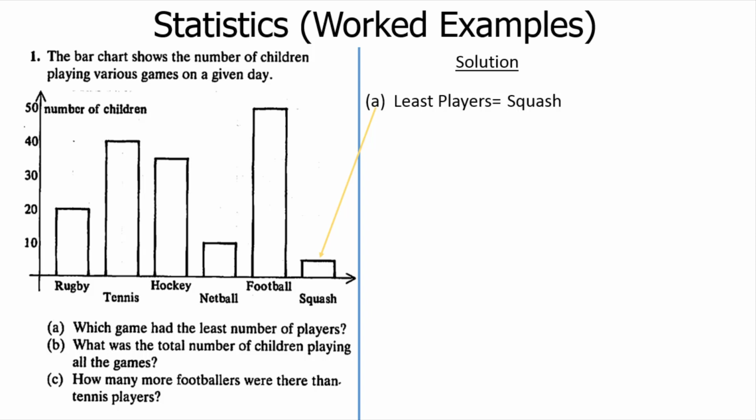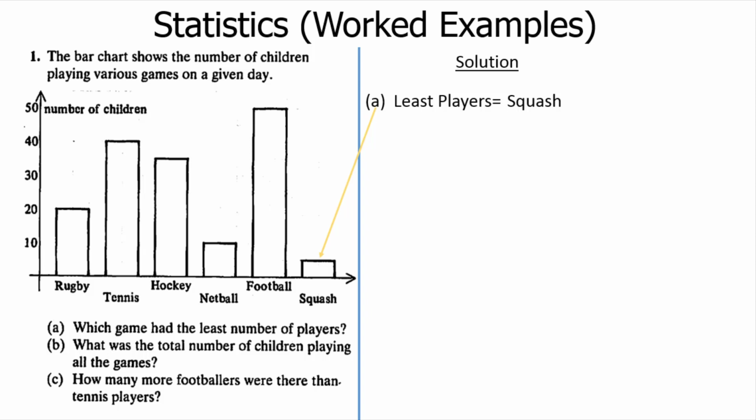Okay, let's go to B. The B part says, what was the total number of children playing all the games? Based on this question, they are telling us to add up each sport's number of children to get the total number of children playing all the games.